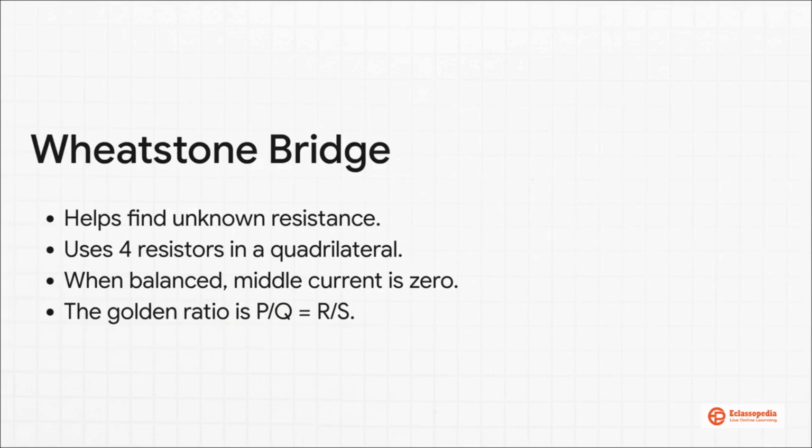One of the most famous applications of Kirchhoff's rules is something called the Wheatstone bridge. It's this incredibly clever circuit used to find an unknown resistance with massive precision. It uses 4 resistors arranged in a diamond or quadrilateral shape, with a meter sitting right in the middle. By tweaking the known resistors until absolutely 0 current flows through that middle path, we reach a state of perfect balance. And when it's balanced, this beautiful golden ratio applies. The ratio of the top resistors perfectly equals the ratio of the bottom resistors. So P over Q equals R over S. It's essentially an elegant mathematical solution that's been built physically right into the hardware.